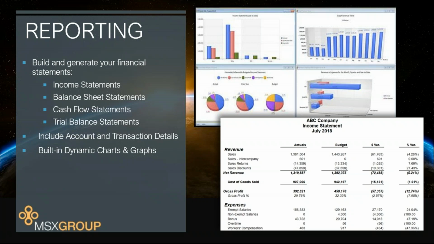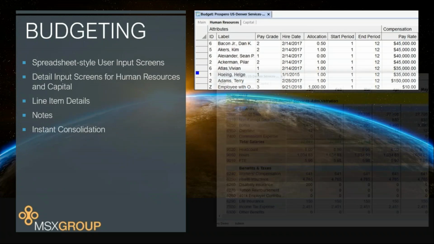Now, you can buy reporting just by itself and not have any of your budget input screens or forecast input screens. You could, though, with reporting, pull in your budget balances from other systems and have that available in reporting inside Prospero. Now, if you decide to buy the budgeting application or module inside Prospero, it's easy to use spreadsheet style user input screens.